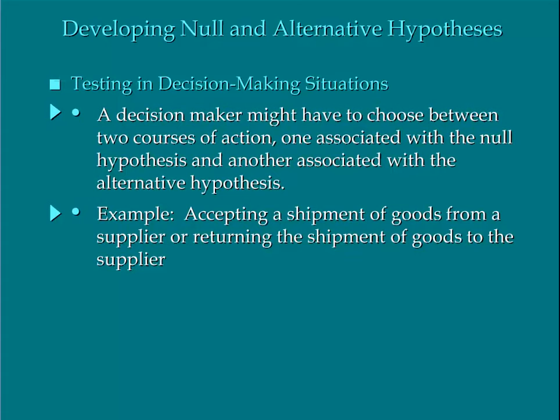Now, moving on, testing in decision-making situations. A decision maker might have to choose between two courses of action. One is associated with the null hypothesis, and the other is associated with the alternative hypothesis. So, for example, you might accept a shipment of goods from a supplier. It's fine, all the pieces in the shipment are fine, or enough of them are fine, and only one or two are broken. Or you might return the shipment of goods to the supplier because there are too many broken parts here. We can't accept it. Back to the supplier.